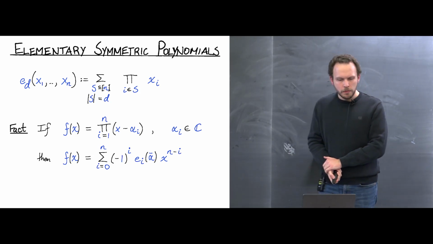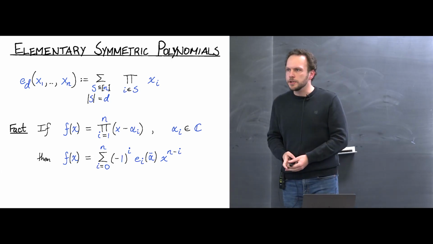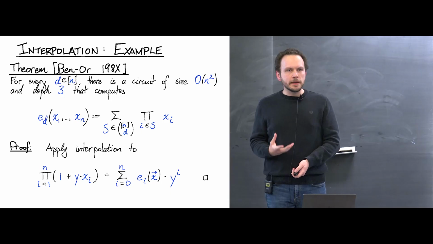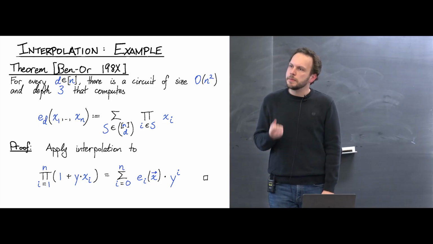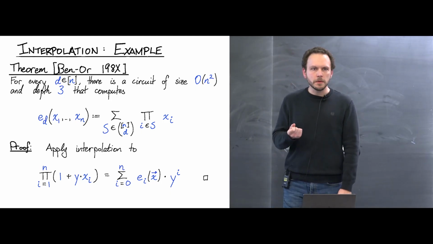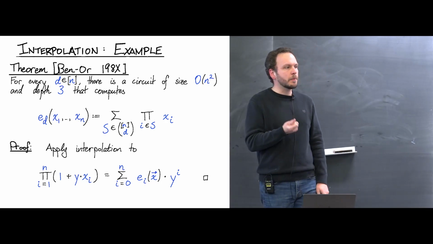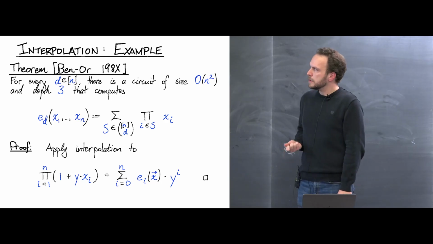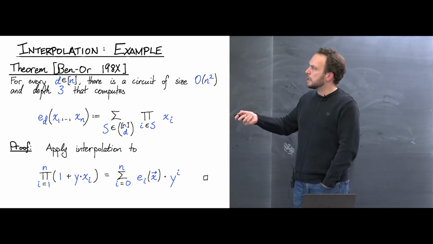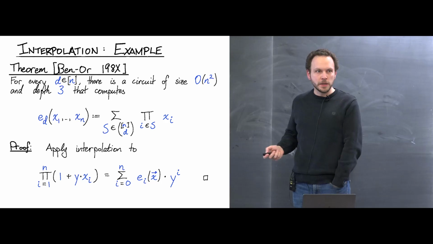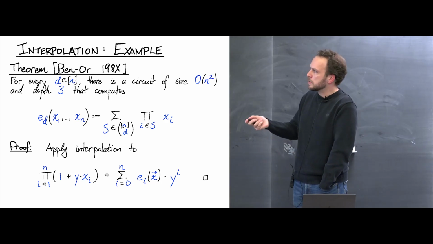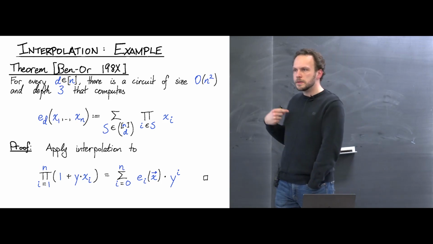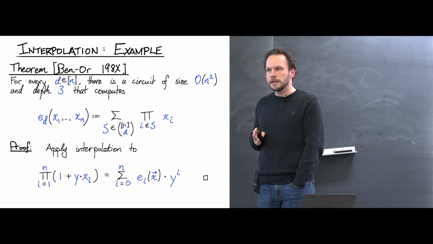Okay, so now I promised you an example of interpolation. Let me give you that. There's a very nice result by Michael Ben-Or from the 1980s that says these elementary symmetric polynomials, you can compute them using circuits of quadratic size and depth 3. If you haven't seen this, it might be a bit surprising, because here you have a potentially exponential number of monomials. If you used a depth 2 circuit, you'd have to pay this exponential size, but somehow going to depth 3, you get this savings. Now you only need to pay quadratic size.